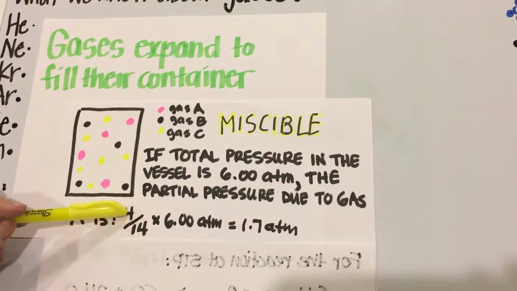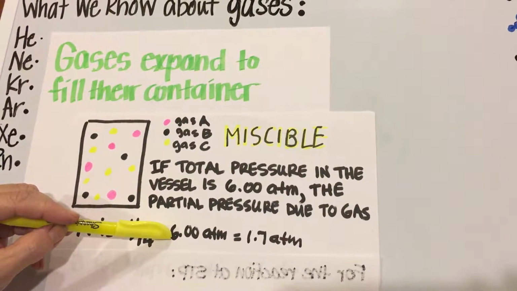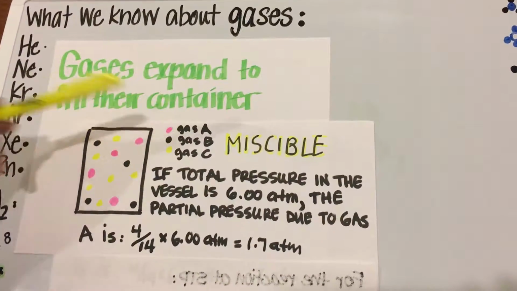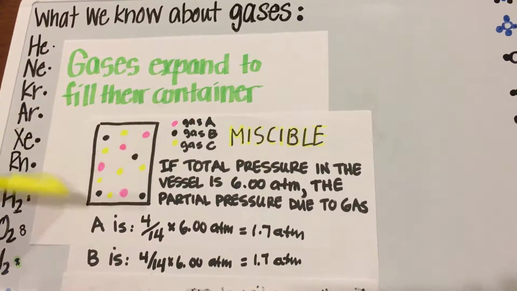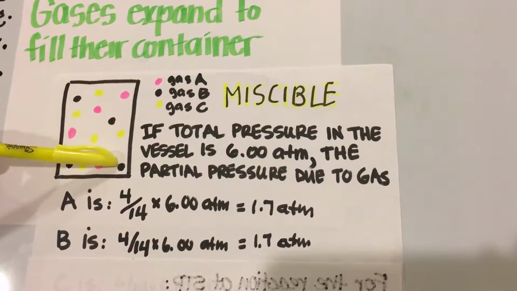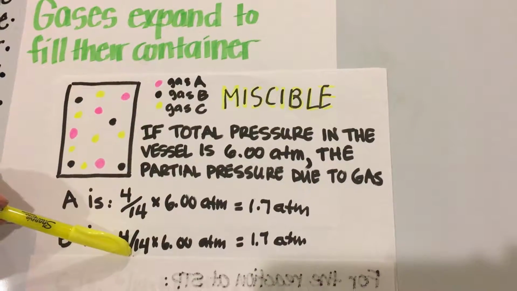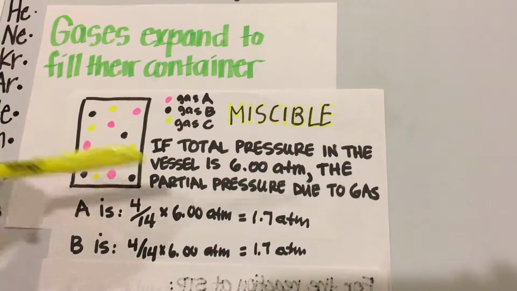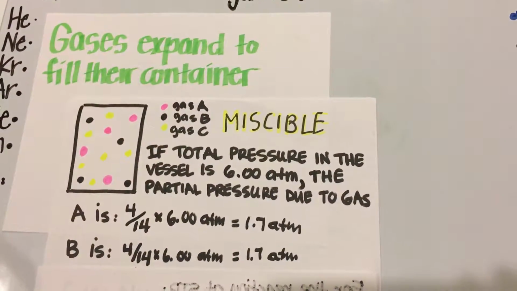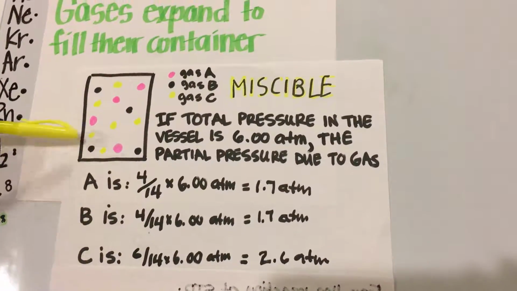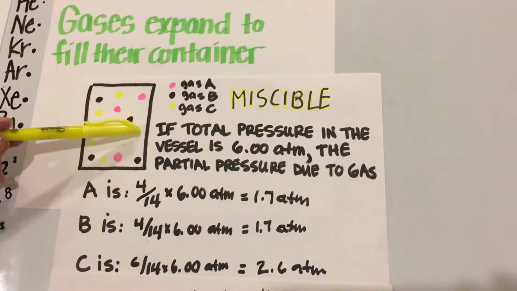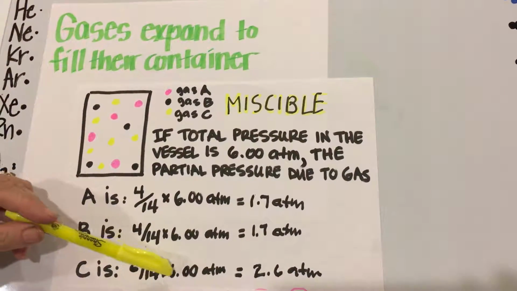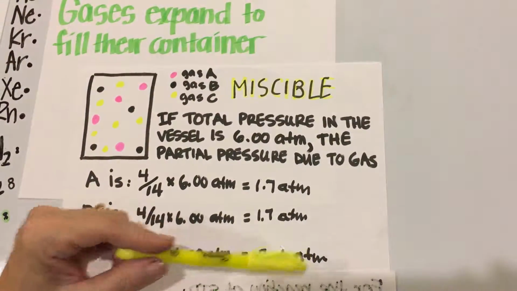And I take that fraction times the whole pressure, and I get 1.7 atmospheres as the partial pressure for gas A. Let's look at gas B. Gas B, 1, 2, 3, 4. Also 4 particles out of 14. So 4/14 of the 6 atmospheres of pressure is coming from gas B. So that's 1.7 atmospheres of pressure. And gas C, 1, 2, 3, 4, 5, 6. 6 particles out of the total of 14 is gas C. So 6/14 of the pressure equals 2.6 atmospheres.